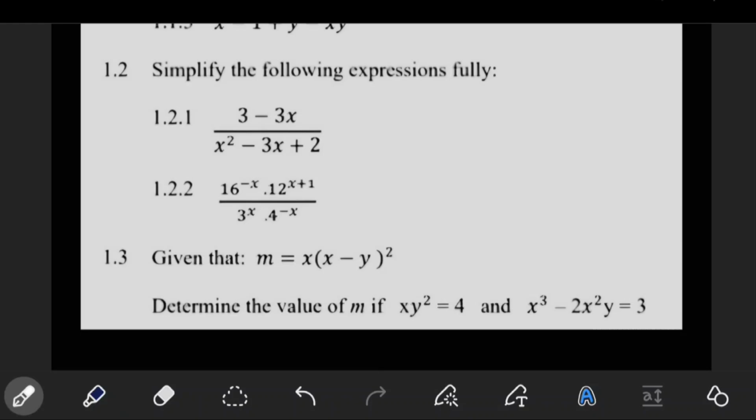Now we're on to 1.2, and it says simplify the following expressions fully. 1.2.1, in the numerator, we've got 3 minus 3x. In the denominator, we've got x squared minus 3x plus 2. So we notice that both our numerator and denominator can be factorized. Our numerator only has 2 terms, but they both have 3 in common. Our denominator has 3 terms, which is a trinomial. It's actually a quadratic trinomial. So that can be factorized as well.